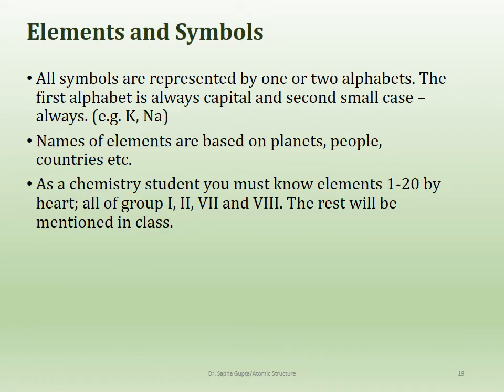Elements and symbols. All the chemicals are represented by symbols, by one or two alphabets. The first one is usually the capital, and the second alphabet is always going to be a small case. A lot of these element names come from planets, people, countries, etc. You don't have to remember all of that.